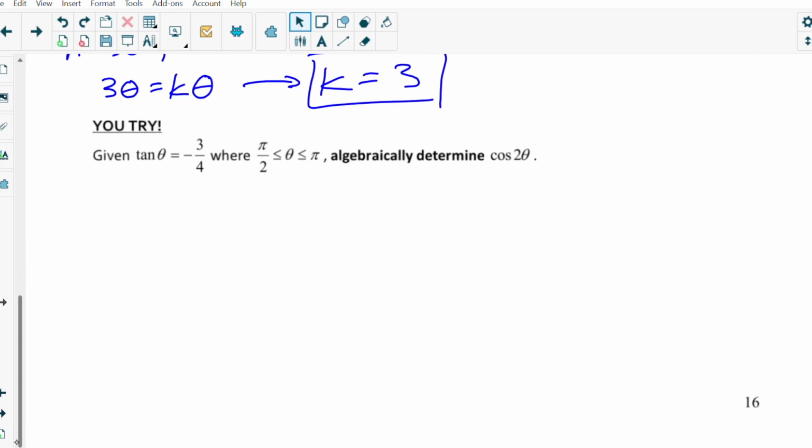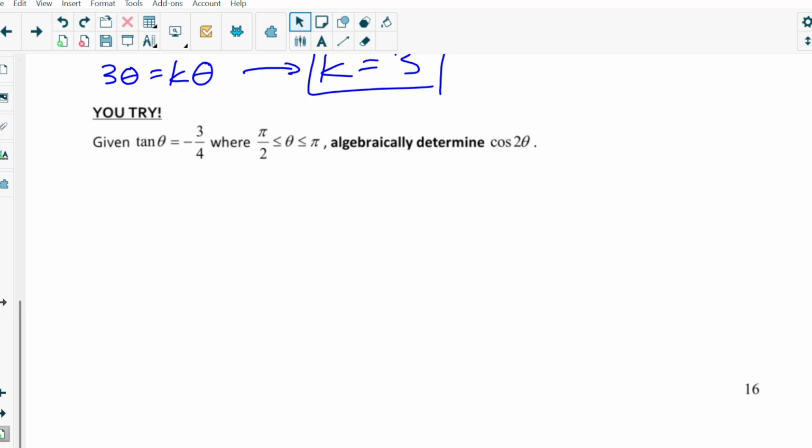Okay, here's a you try. You can pause it here, give this a try, and then unpause. Given tangent of theta equals -3/4, where theta is greater than or equal to pi/2 but less than or equal to pi, algebraically determine cosine of 2 theta.